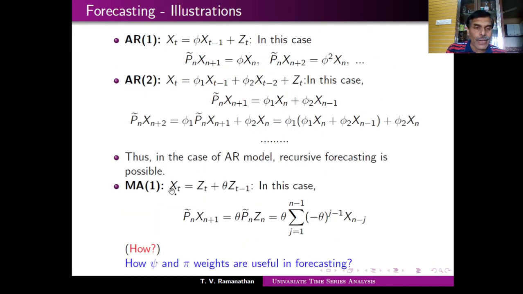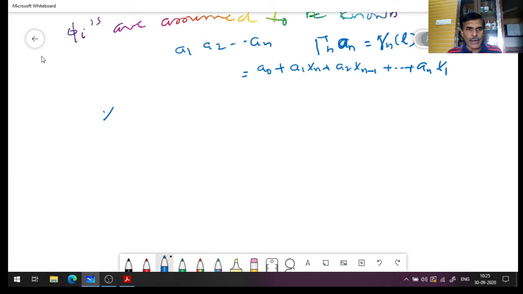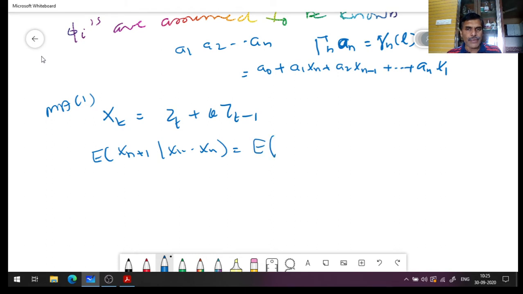Now let's look at a different model, the MA1 model. How does it look? MA1 is given by this equation: xt is equal to zt plus theta zt minus 1. So if I want to get n plus 1 or n plus L, what I need is to compute the expected value of x n plus 1 given x1, x2, ..., xn. So it is like the expected value of zn plus 1 plus theta zn given x1, x2, ..., xn.